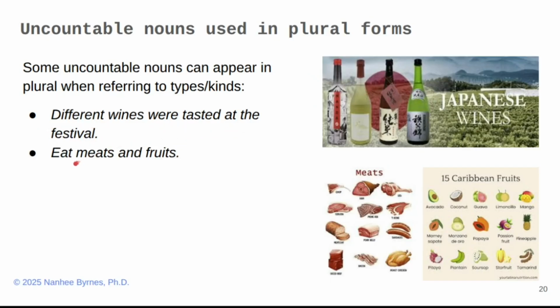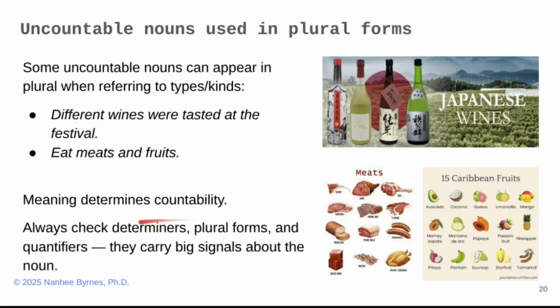So here's the key takeaway. Meaning determines whether a noun can be treated as countable. Always pay attention to the determiners, plural forms, and quantifiers, because these small words carry big signals about whether your noun is countable or uncountable.